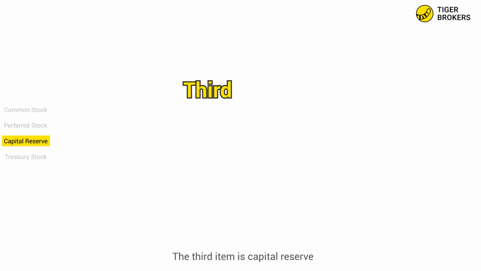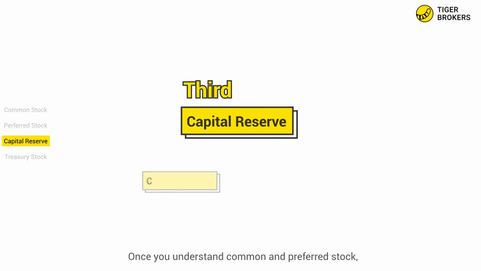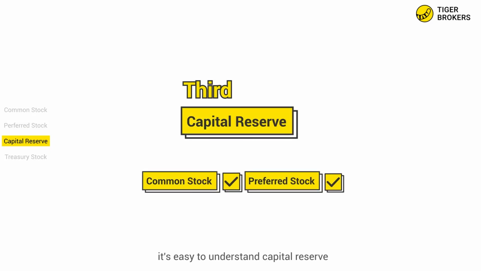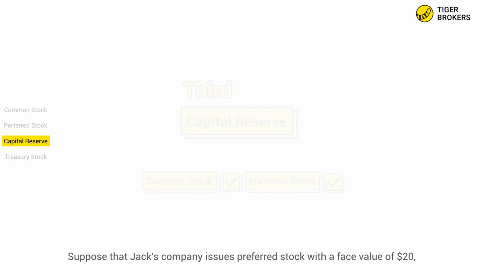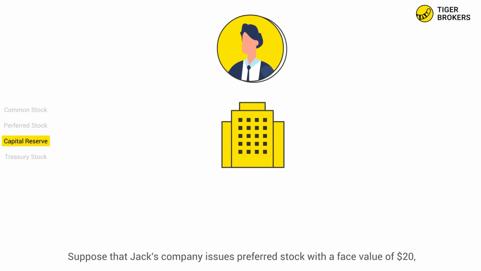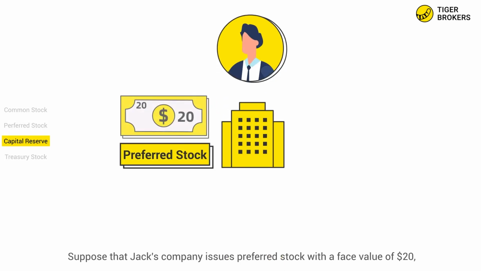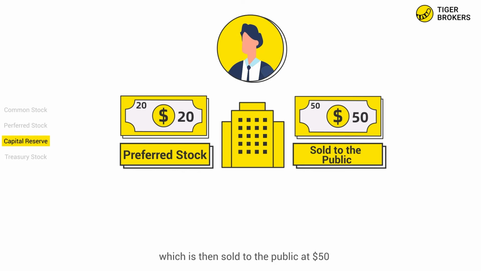The third item is capital reserve. Once you understand common and preferred stock, it's easy to understand capital reserve. I'll use your buddy Jack as an example again. Suppose that Jack's company issued preferred stock with a face value of $20, which is then sold to the public at $50.